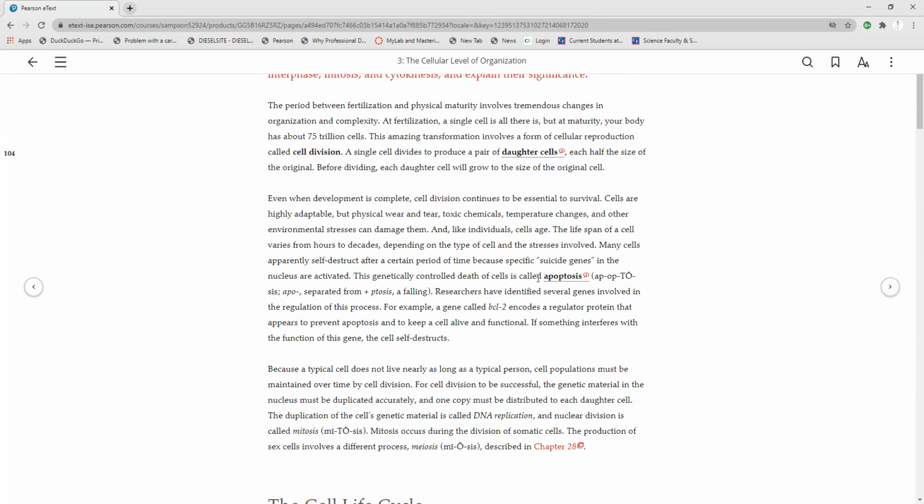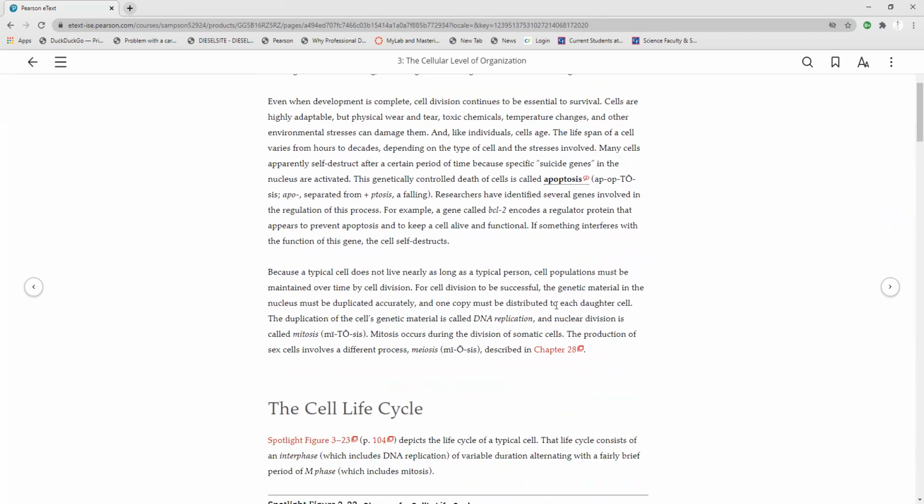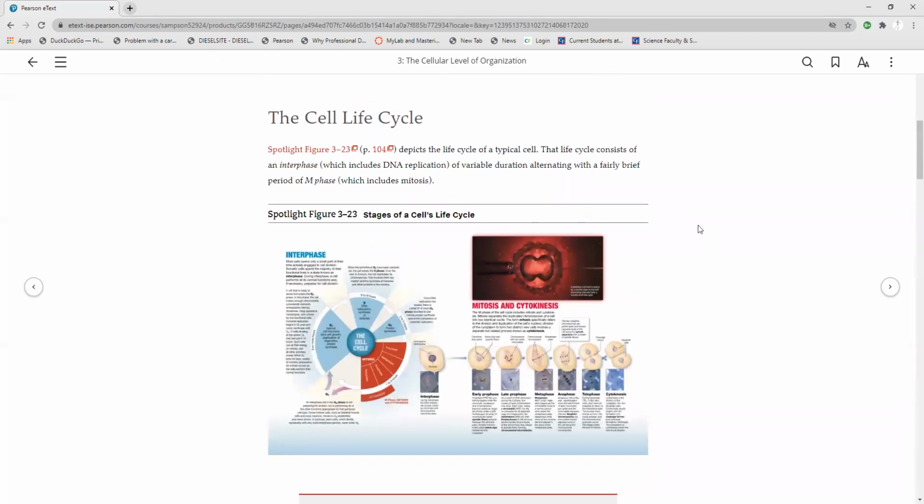Genetically controlled cell death. This is just a definition. Cells are predetermined for when they're going to die. That is called apoptosis. That is genetically controlled cell death. That's a definition for you. Okay, so here's the cell life. This is more than enough information for you guys for mitosis.